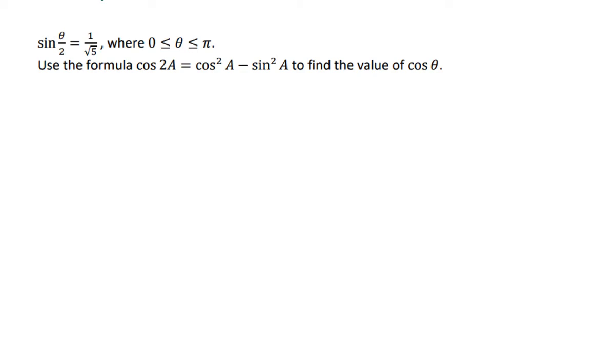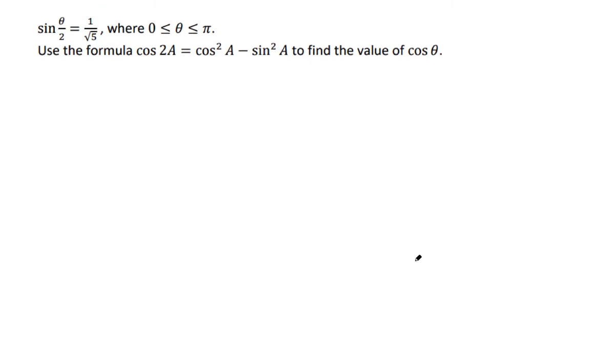This question is taken from the 2021 exam paper. It's question 4, and we are asked to use the formula cos 2a is equal to cos squared minus sine squared to find the value of cos theta. So we have to be a little bit clever here and a little bit creative.